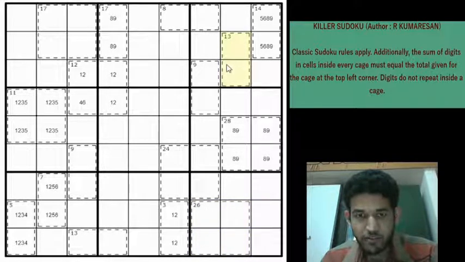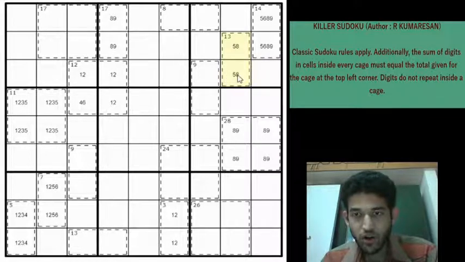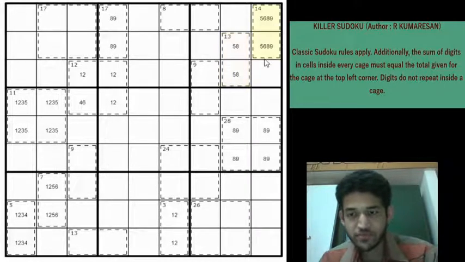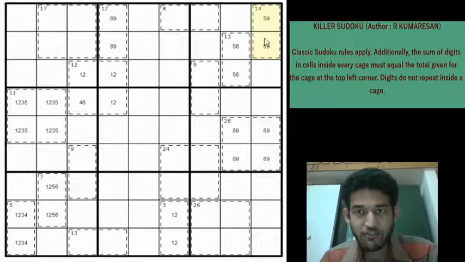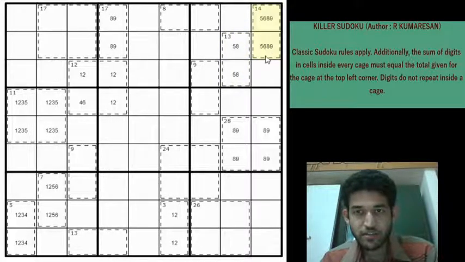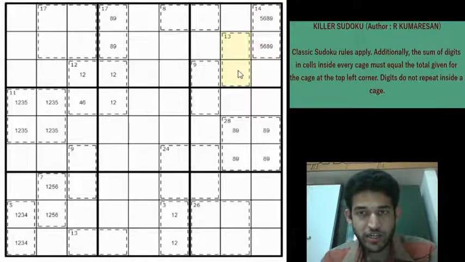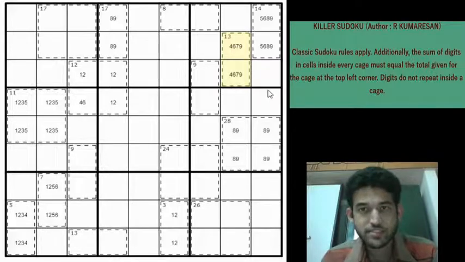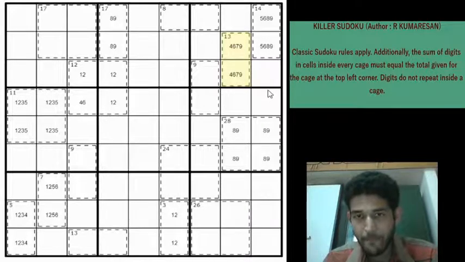So 13 can be 4 and 9 or it can be 5 and 8 or it can be 6 and 7, right? But what happens if you have a 5 and 8? When you have a 5 and 8 in the 13 cage, for the 14 cage you can neither have 5 and 9 or 6 and 8 because both the 5 and the 8 are locked here. You are eliminating both the possibilities now. So the 13 cage cannot be 5 and 8. So it can only be 4, 9 or 6, 7. Hope it's clear to follow until here.